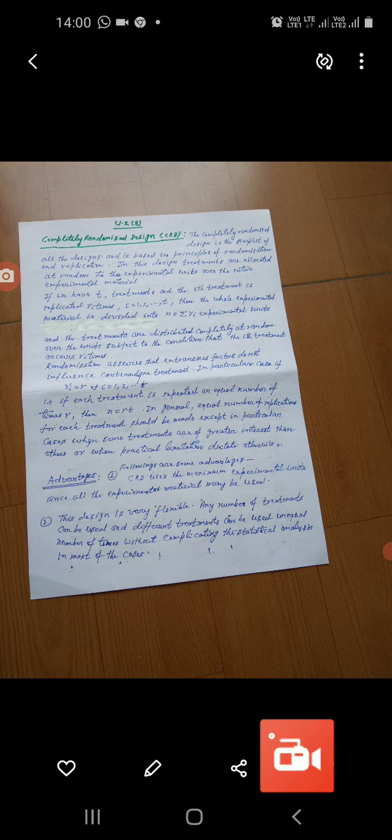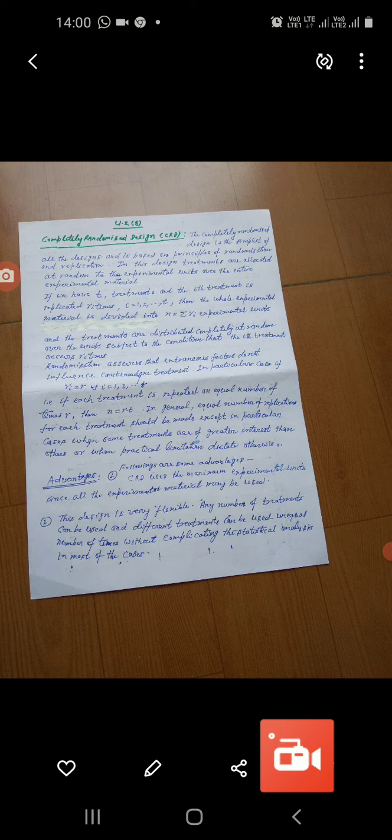So, this is the CRD, and now we will discuss its advantages, disadvantages, and its applications. Following are some advantages. Number one, CRD uses the maximum experimental units. Why? Since all the experimental material may be used. So it uses maximum experimental units.